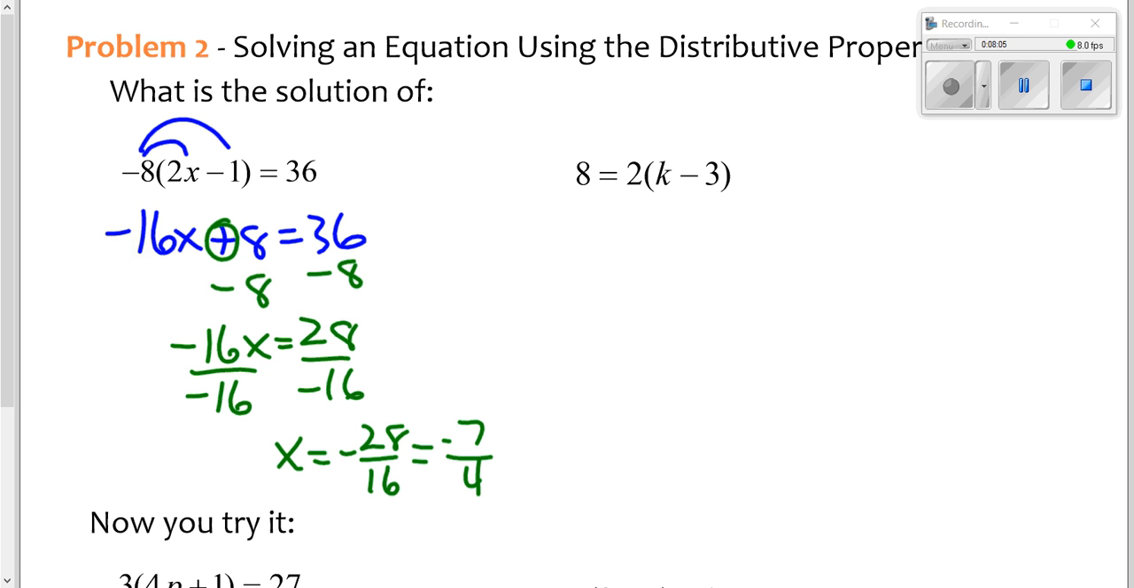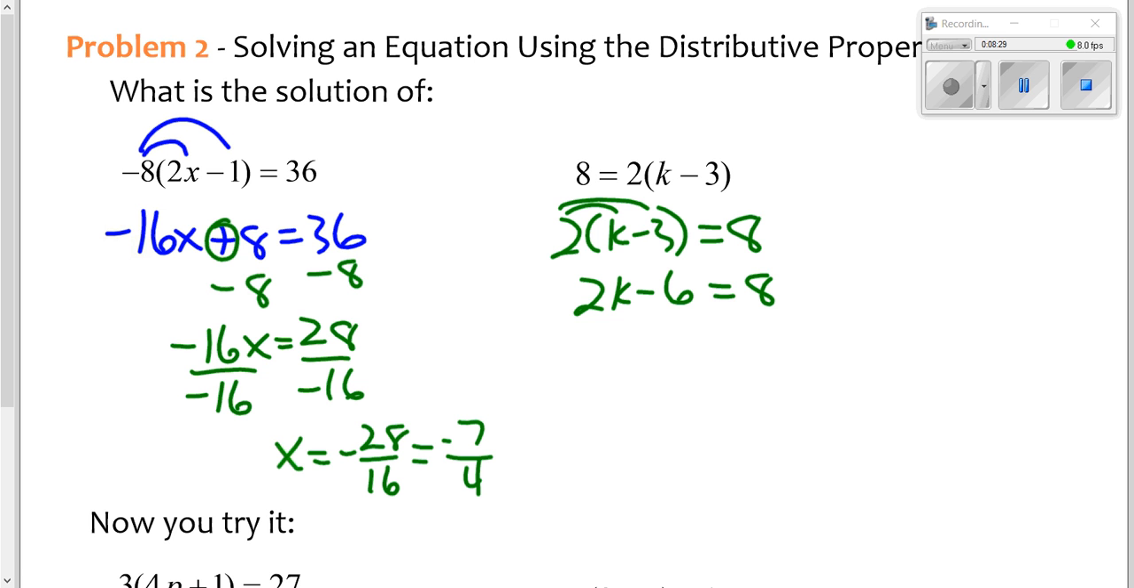Okay. All right. On this one, we like to always keep the variables on the left. If you want to go ahead and flip this around, let's just do it now so that we stay on the same track. Once again, I want to multiply to everything inside. I get 2k minus 6, and that equals 8.